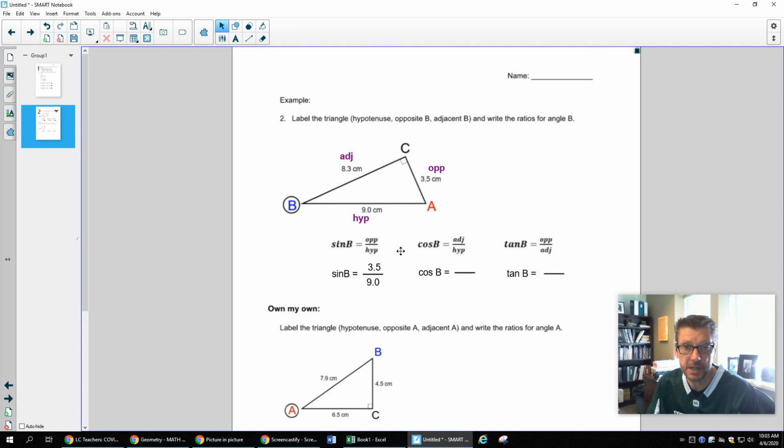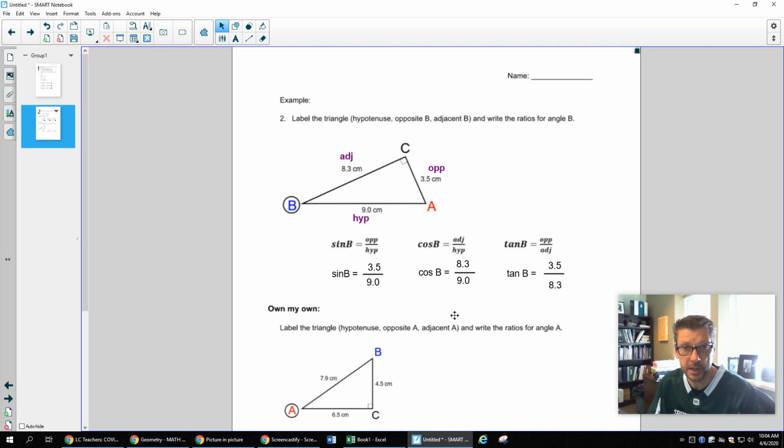Cosine ratio is the adjacent side over the hypotenuse. The adjacent side is 8.3, so I'm going to put in 8.3 as my adjacent side. And for my hypotenuse, I'm going to type in 9.0. And that's my cosine ratio, 8.3 over 9.0. And the last ratio I want us to name is the tangent ratio: the opposite side, 3.5, and the adjacent side, 8.3. So that's our lesson on writing ratios.